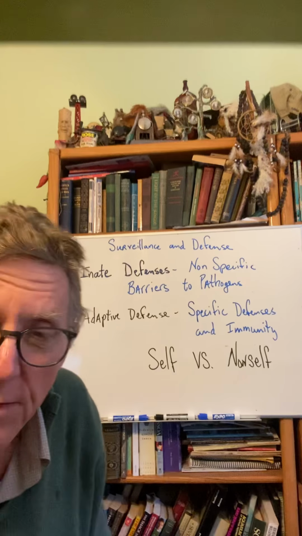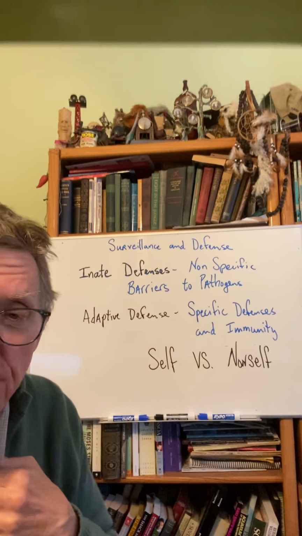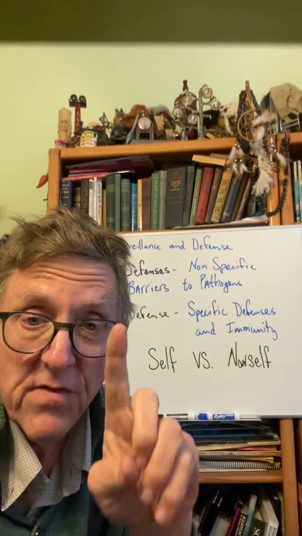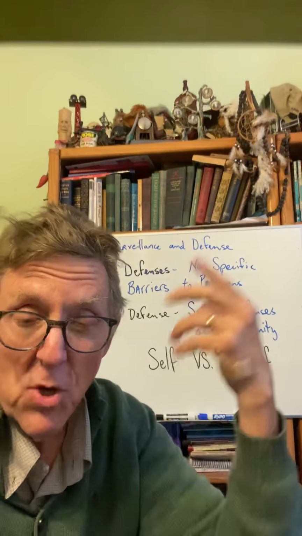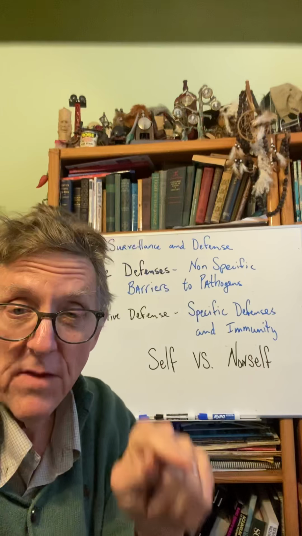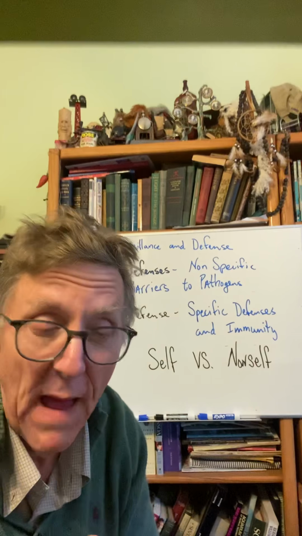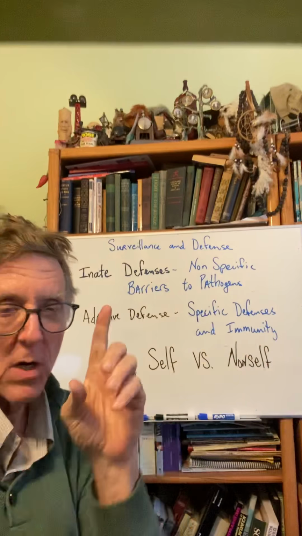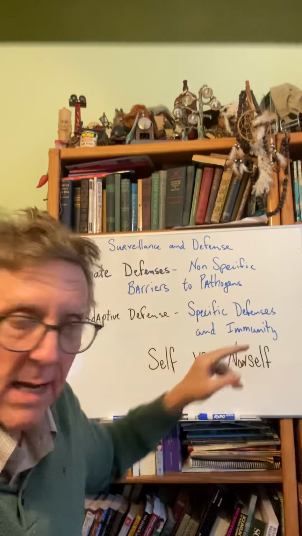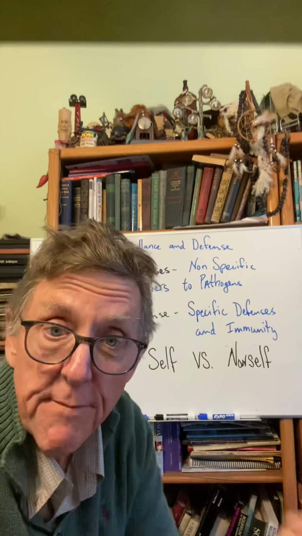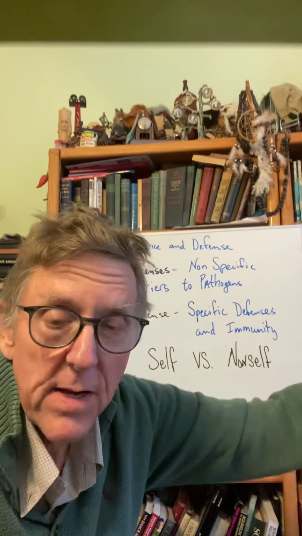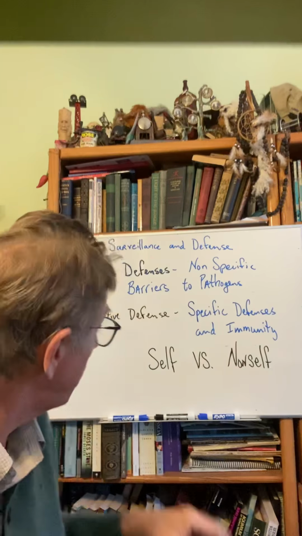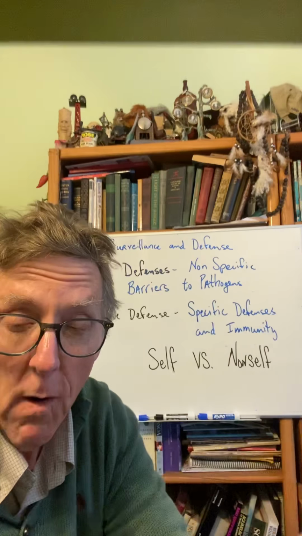The other type of defense is what we call adaptive defense, and this is a specific defense. It's a defense against a particular pathogen, and you activate your defensive mechanisms that can target that particular pathogen. And so when we talk about adaptive defenses, these are the things that will go after something in particular and that provide us with immunity. When you get that flu shot that prevents you from catching flu later on, your body has activated components of the adaptive defense system to watch for and be ready for flu.